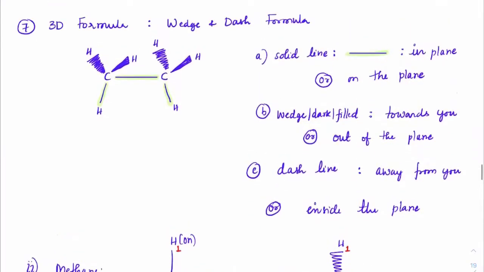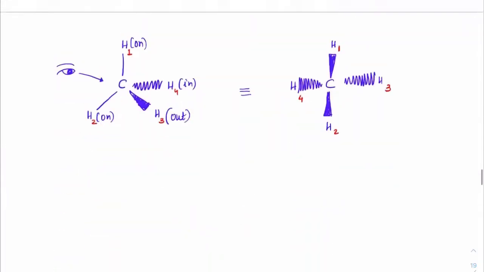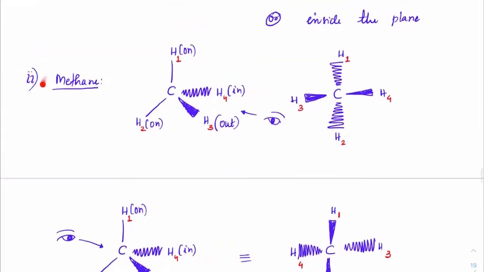Now within wedge and dash representation, we usually get the solid lines also, which represent that they are on the plane. A solid wedge always represents that it is coming out of the plane, and a dash wedge or dash line represents that it is going inside the plane. This is a general representation. On that basis, we saw how to draw the structure of methane from different views.